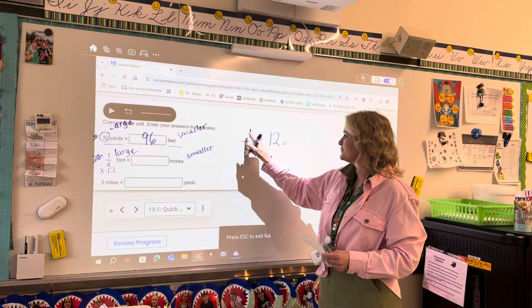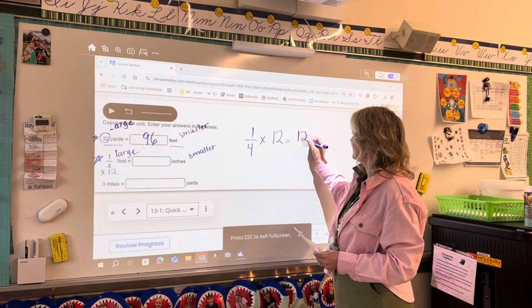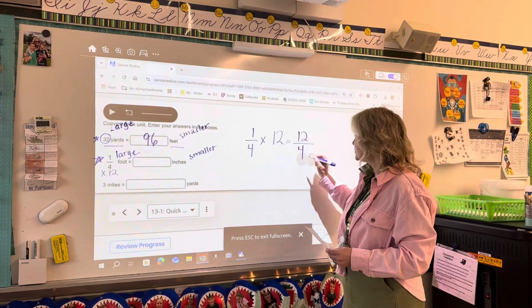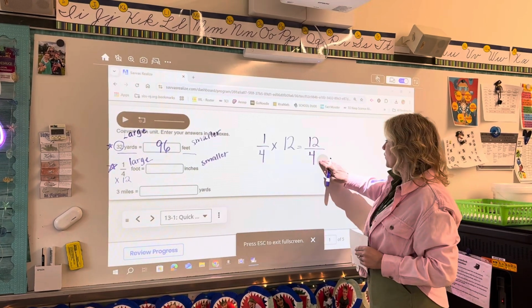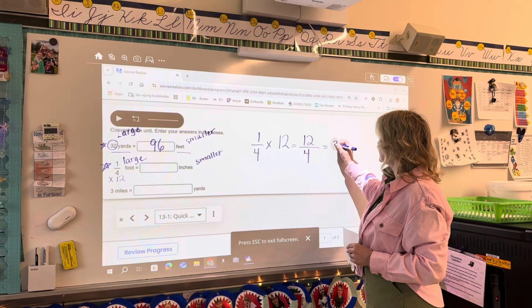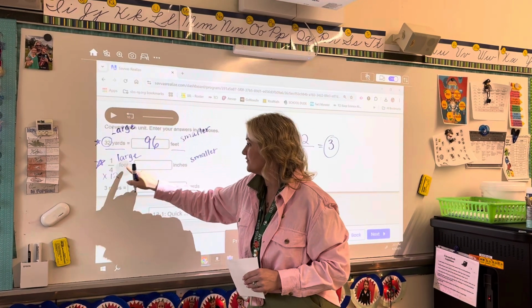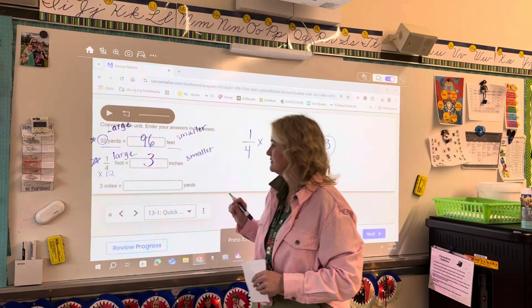So they should be multiplying the numerator times the whole number, 1 times 12, which is 12. The denominator stays the same. They should also recognize that we're talking about an improper fraction again. 4 goes into 12 3 whole times. They should now know that 1/4 of a foot is equal to 3 inches.